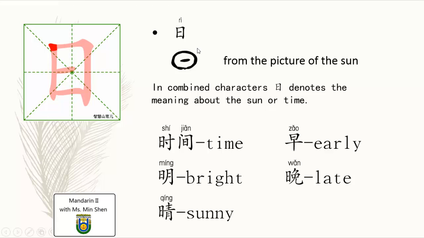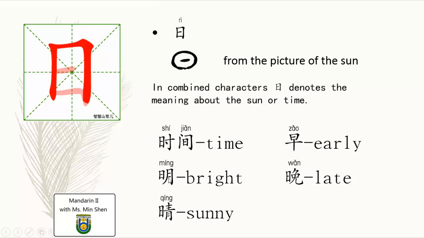日 is from the picture of the sun. The sun is just a circle, and one mark in the middle to highlight it's not any hollow circle. It's the shining one, the sun. And in combined characters, the sun denotes either something, any object about the sun, or most of the time it denotes the meaning about time. So I give you some examples here. 时间 means time, so you can see both characters with the component of sun.